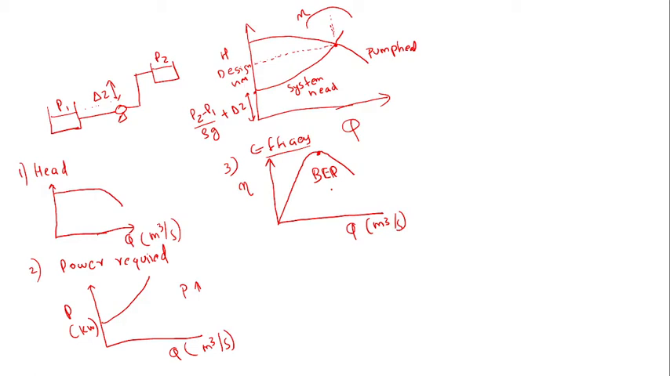So next question, what is the purpose of a knockout pot before a compressor? Option A, to store compressed gas.